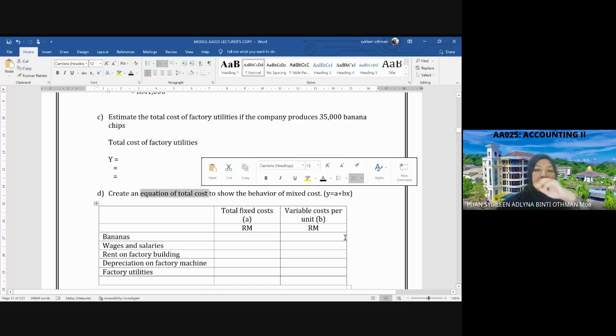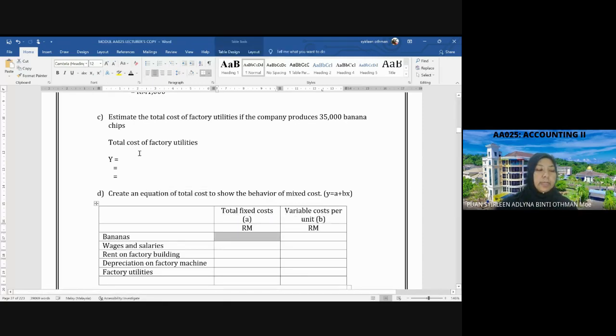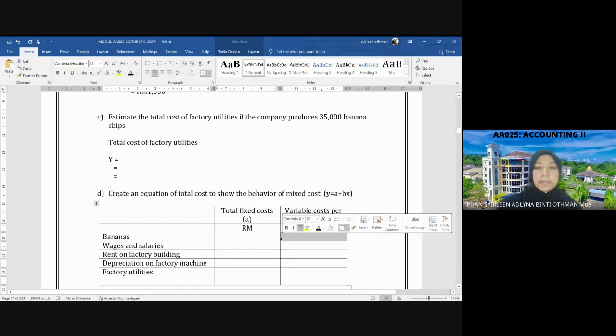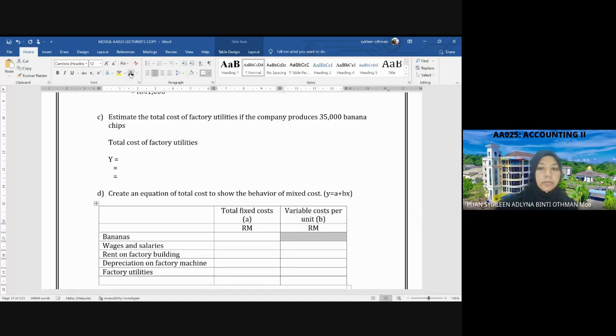Sebab tadi you dah tahu dah fixed cost dia ialah bananas kan? So bananas ni kalau awak tengok dalam table tadi, nilai dia untuk fixed cost tak ada kan? Nilai dia ialah variable cost. So kalau untuk bananas tadi kita tahu nilai dia ialah 75 cents. Okay, so this is for bananas. Okay, fixed cost tak ada sebab dia tadi ialah variable cost.